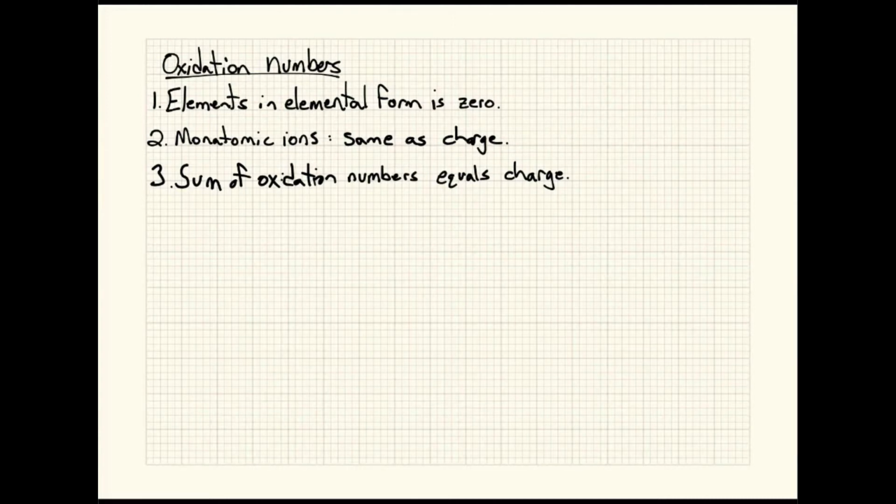And how you can sort of sum this up is that the sum of the oxidation numbers always equals the charge of the particular thing. So for example, think about the molecule PCl3.